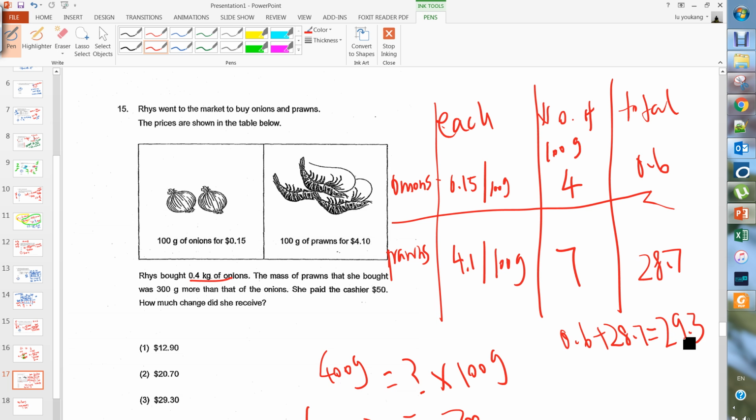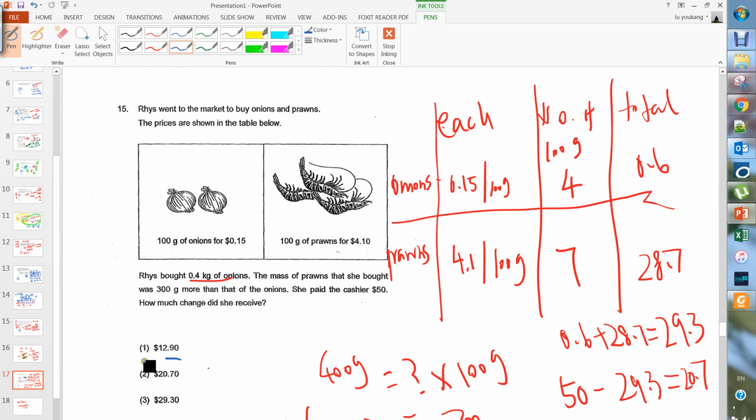So she paid $50. So how much did she receive? So what's the operation? $50 minus 29.3. Answer? 20.7. So the answer is 2.